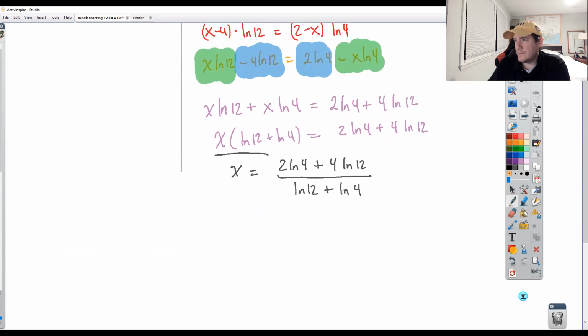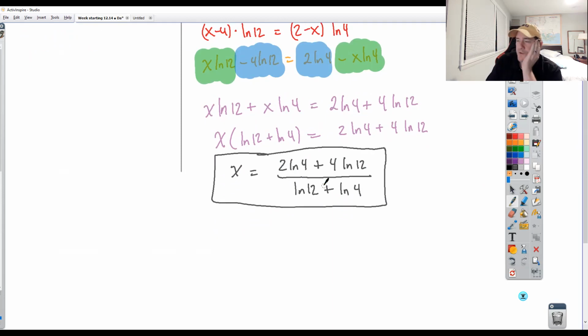That's it. I mean, technically you could stop there, right? That is an answer. That is something we could plug into our calculator and evaluate. It's probably tempting to try to cancel stuff. You've got an ln4 and an ln4, ln12, ln12. But remember, you cannot cancel like that.